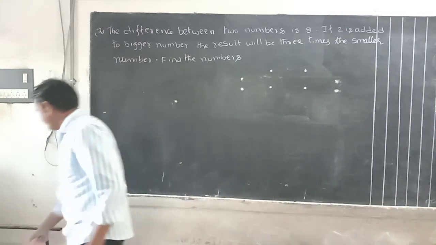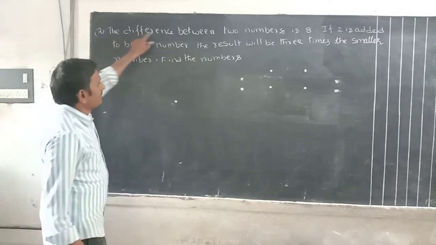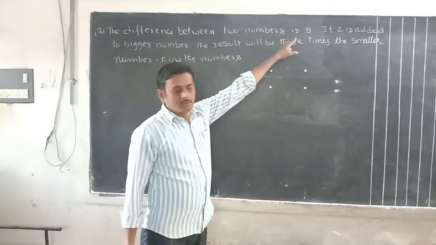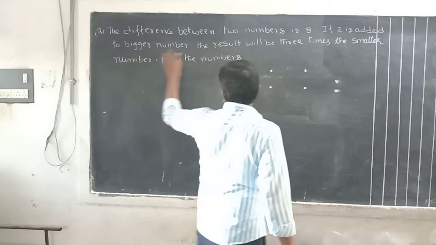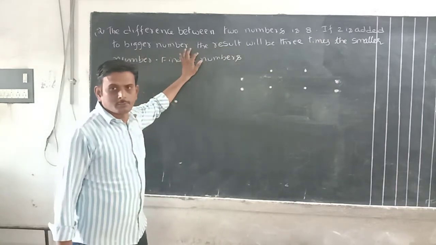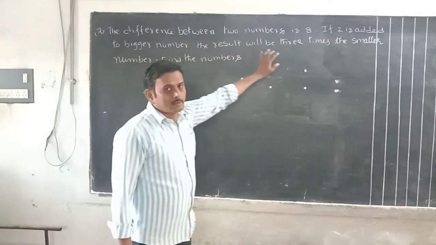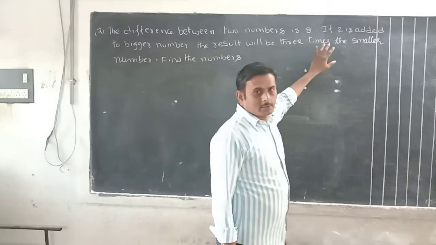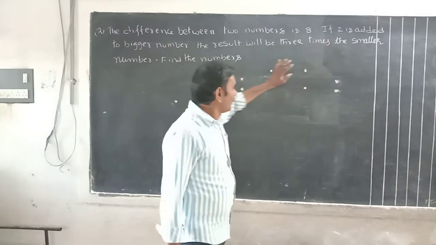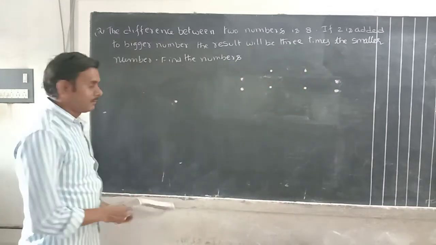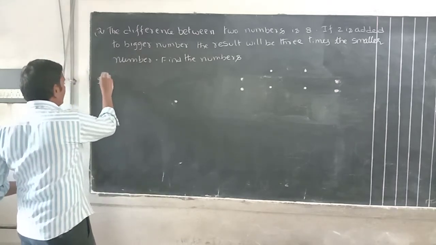Okay, look here. What is the question here? The difference between two numbers is 8. If 2 is added to the bigger number, the result is equal to 3 times the smaller. Find the numbers. Okay, now we have to take a solution here.